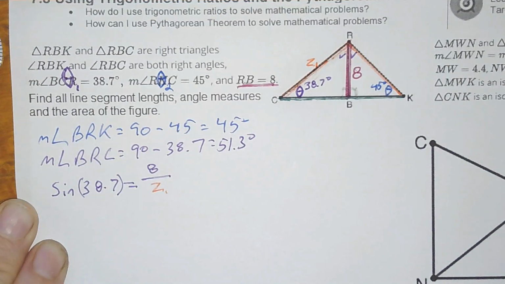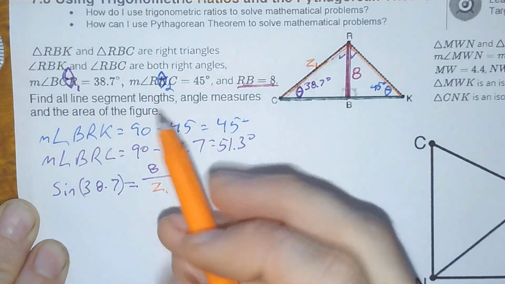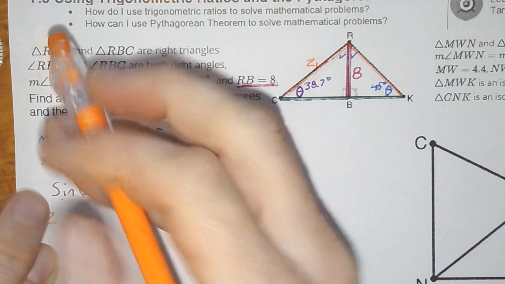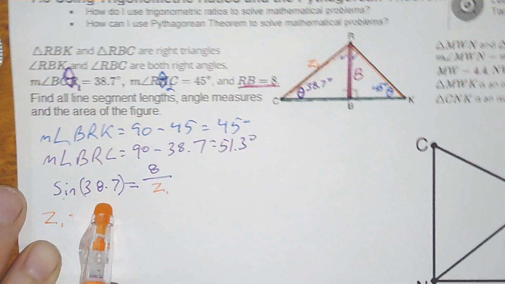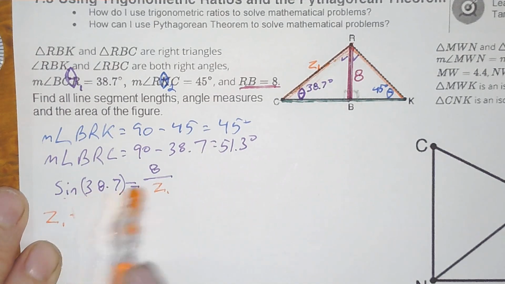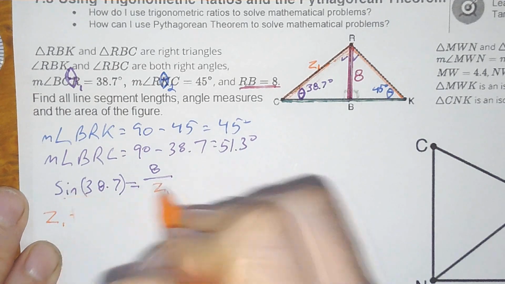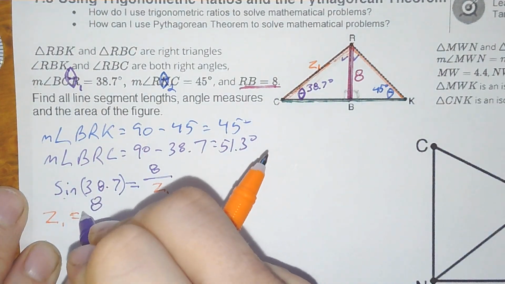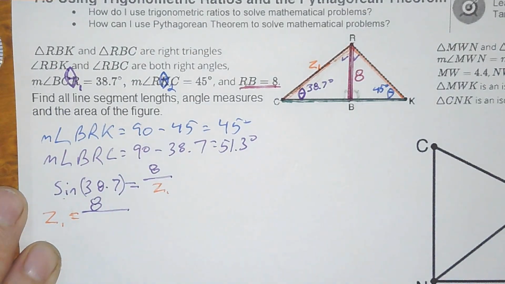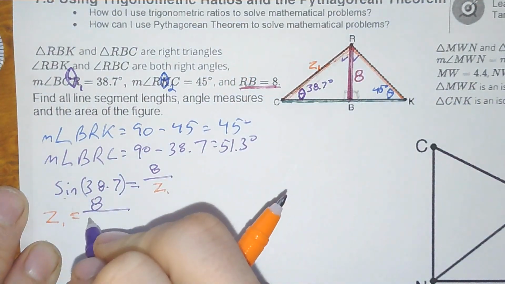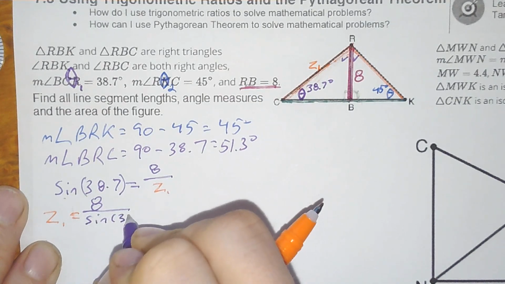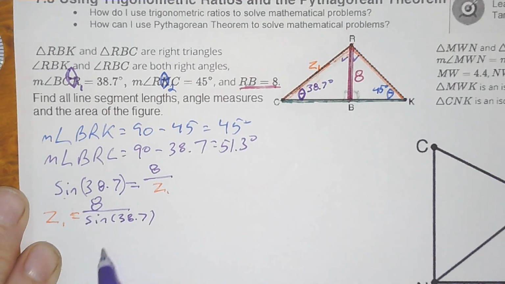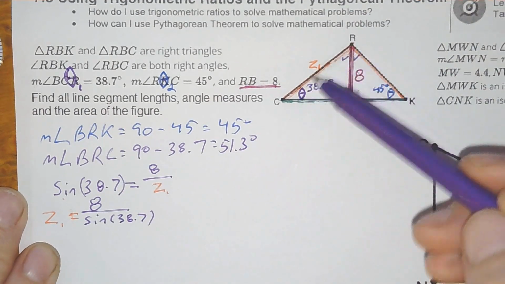Because this is theta 1, we'll call that z1. Okay, so I'm going to solve for z1. I've got to multiply both sides by z, so that would make it z times all of that equals 8. So I need to divide 8 by all of that. Divide both sides by all that, so z equals 8 divided by the sine of 38.7.